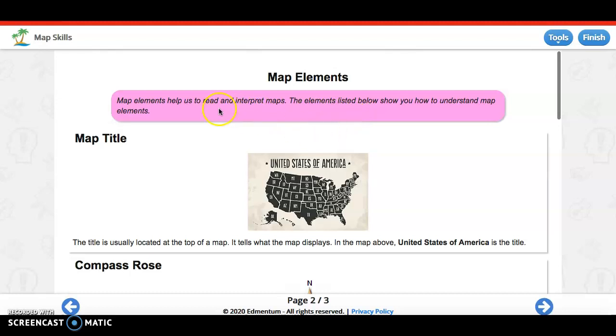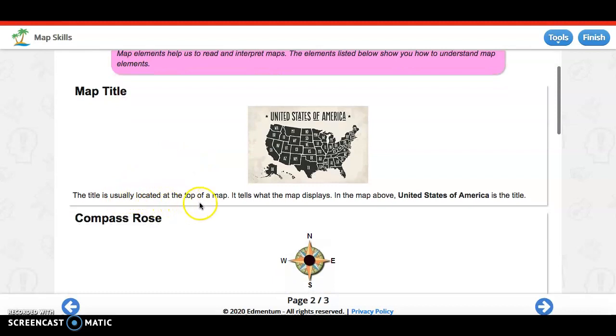Map elements. Map elements help us to read and interpret maps. The elements listed below show you how to understand map elements. For example, map titles. The title is usually located at the top of a map. It tells what the map displays. In the map above, United States of America is the title. So they put it right here at the top.